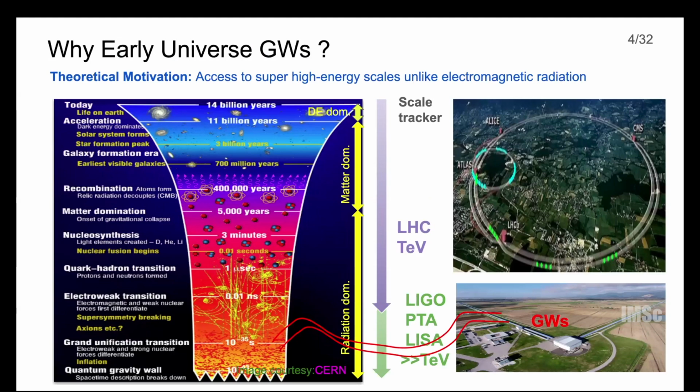Why early universe gravitational waves? Because gravitational waves are very weakly interacting. If you have a theory at a very early universe, they can carry very pure information, without any distortion, and therefore you can probe energy scales up to 10 to the minus 35 seconds, very deep into the early universe.